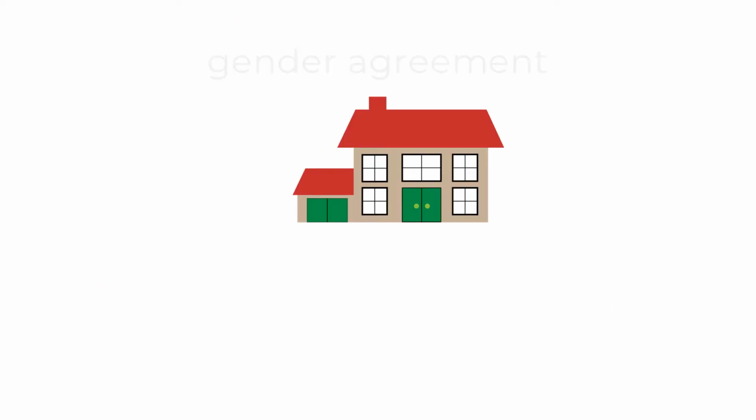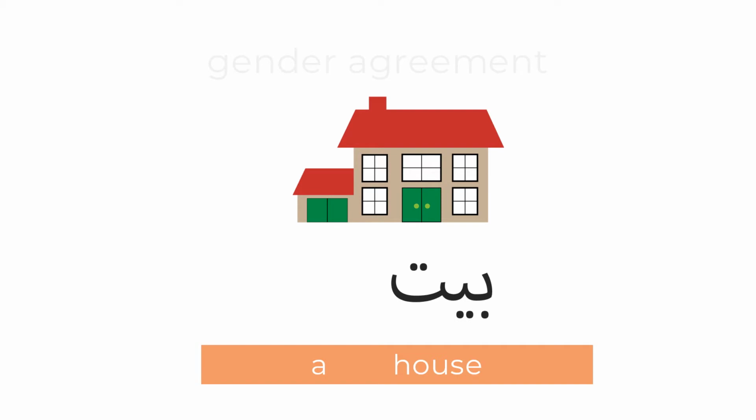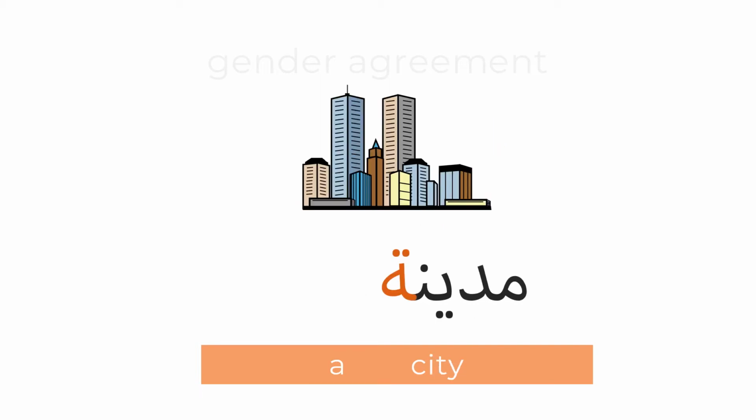In Arabic, adjectives are placed behind the word they correspond to. مثال: بيت يعني a house. If I want to say a big house, it would be بيت كبير, house big. When I'm referring to a feminine noun, such as Medina, a city, the adjective will also be feminine. A big city would be Medina كبيرة.